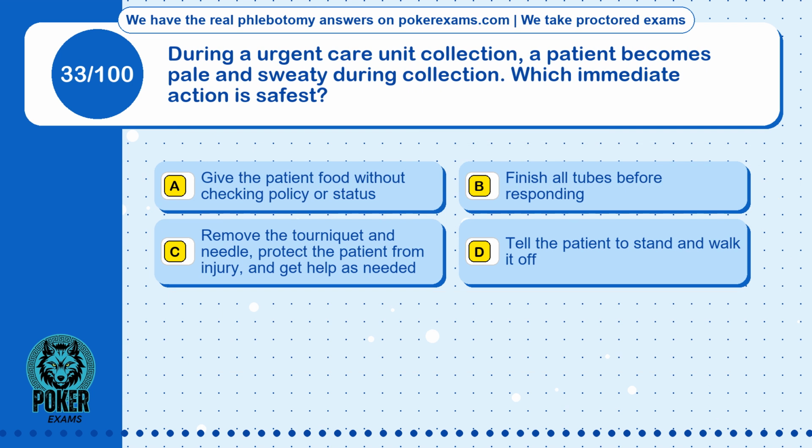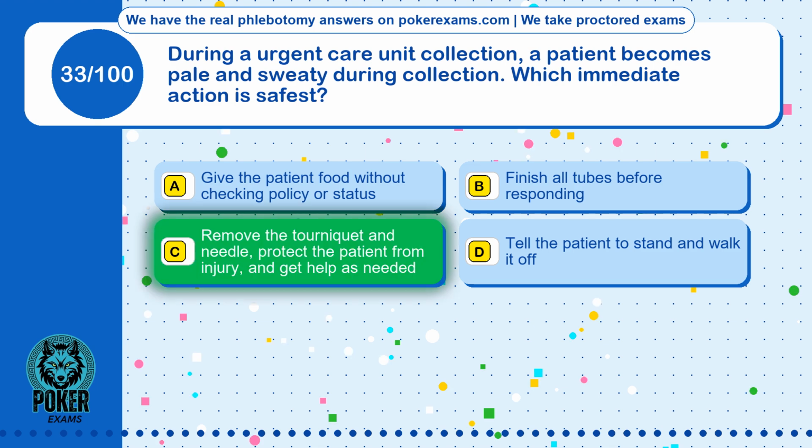Question 33. During an urgent care unit collection, a patient becomes pale and sweaty during collection. Which immediate action is safest? Option A. Give the patient food without checking policy or status. Option B. Finish all tubes before responding. Option C. Remove the tourniquet and needle, protect the patient from injury, and get help as needed. Option D. Tell the patient to stand and walk it off.